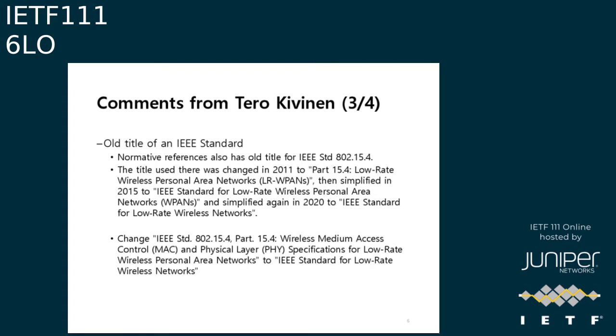The other comment is about the older title of an IEEE standard. For example, for IEEE 802.15.4, the original title was, as you can see, Part 15.4: Low Rate Wireless Personal Area Networks. In 2015 it was simplified to IEEE Standard for Low-Rate Wireless Personal Area Networks, and it was simplified again in 2020 to IEEE Standard for Low-Rate Wireless Networks. So I finally changed it to the last one, IEEE Standard for Low-Rate Wireless Networks.